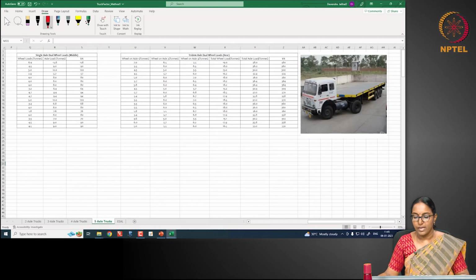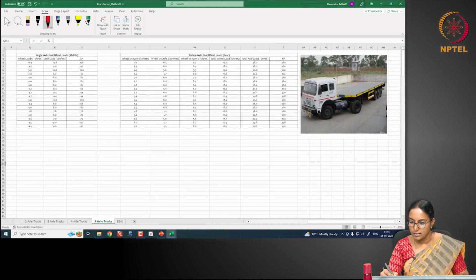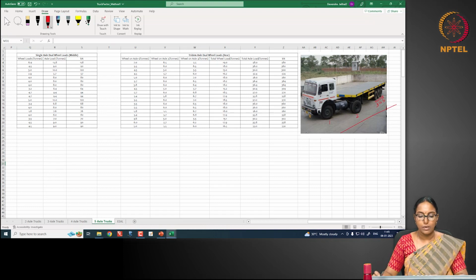And then comes the 5 axle truck. You see here that there is a front axle which is single axle single wheel, and there is a single axle dual wheel which is your axle number 2, and there is a tridem axle. Okay, each axle has dual wheels, so this is a tridem axle, which is counted as 3, 4, 5. So altogether there are 5 axles. So this class of truck is named as 5 axle for convenience. Okay, so accordingly I have all these Excel sheets here.